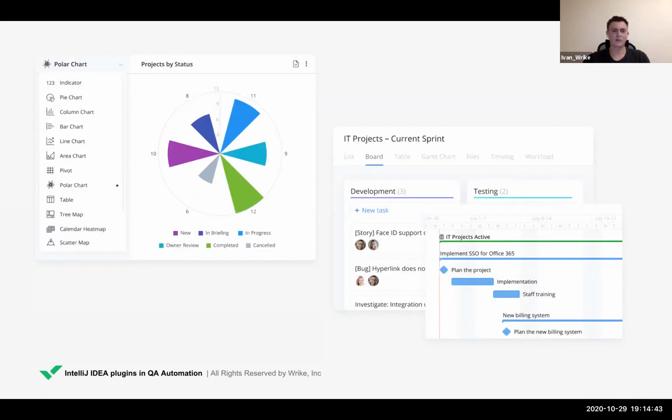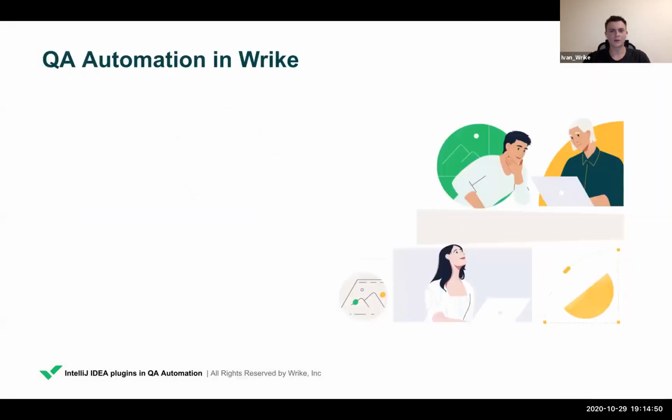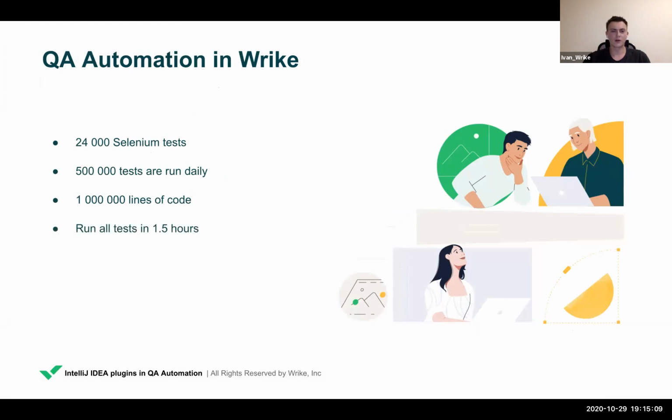As you can see, Wrike is a big and complex application, and we have to test it carefully. That is why we have more than 24,000 Selenium tests. 500,000 tests are run daily in our infrastructure. Our test framework has more than 1 million lines of code, and we can run all our tests in 1.5 hours. It allows us to deploy our product every day at least once. For test writing, we use Maven, Java, JUnit 5, and, as you guess, IntelliJ IDEA.